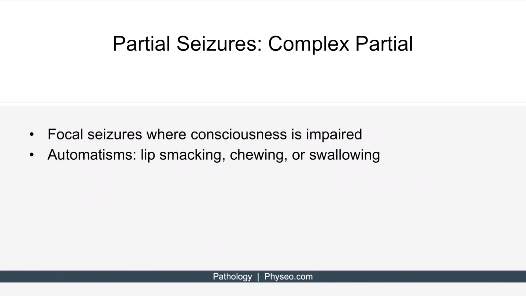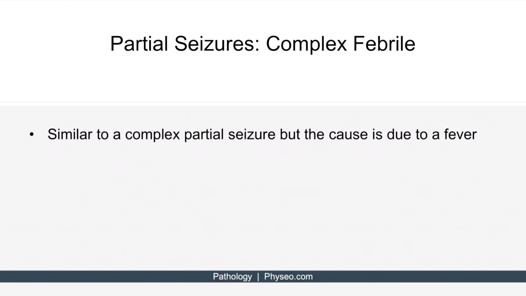As we just discussed, the second type of partial seizure is called complex seizures. A complex partial seizure describes focal seizures during which consciousness is impaired. The patients may also experience automatisms, which are unconscious repetitive movements that have no purpose. Examples include lip smacking, chewing, or swallowing. Finally, a complex febrile seizure is similar to a complex partial seizure, but the cause is due to a fever.